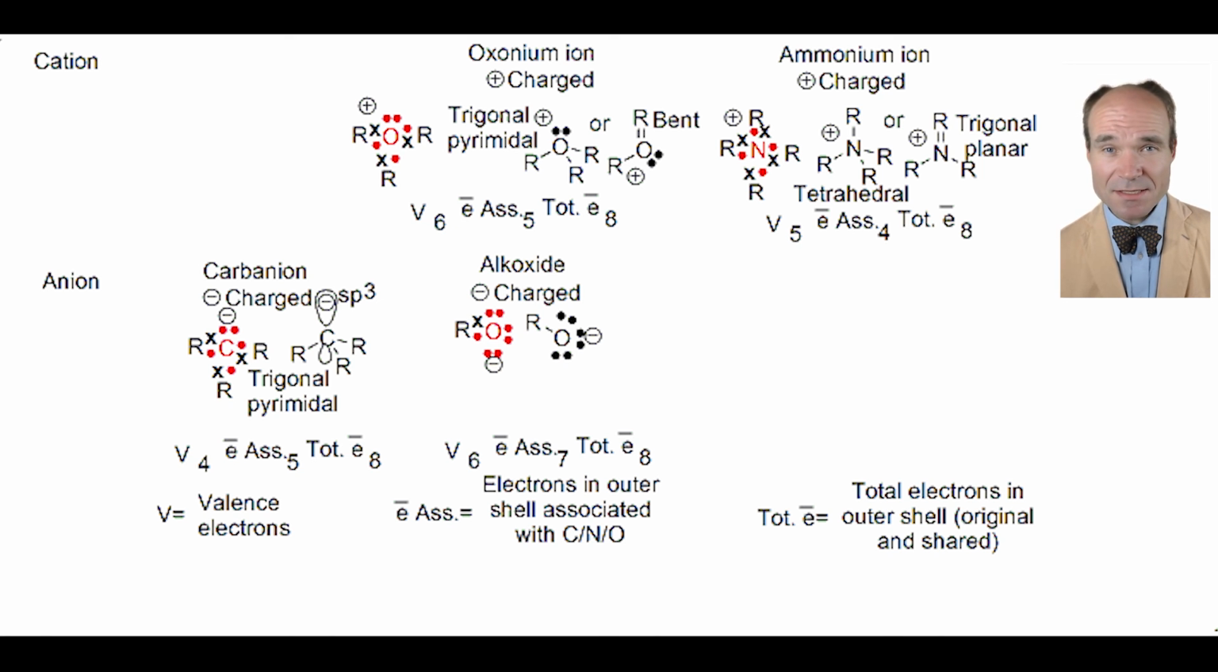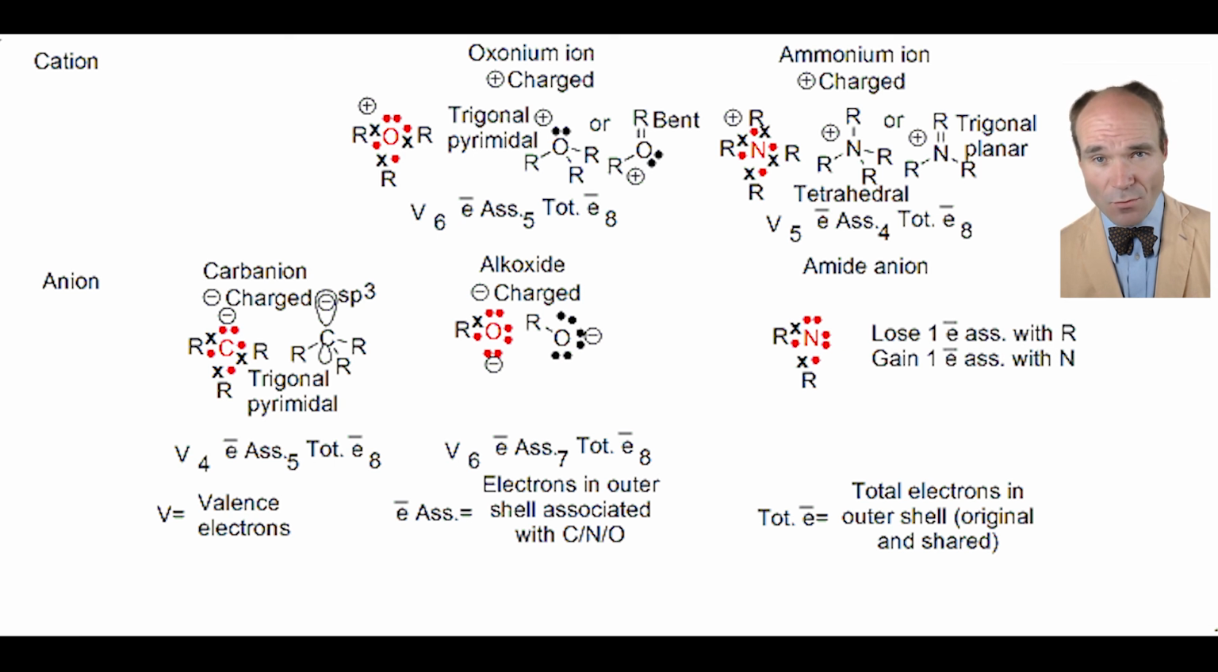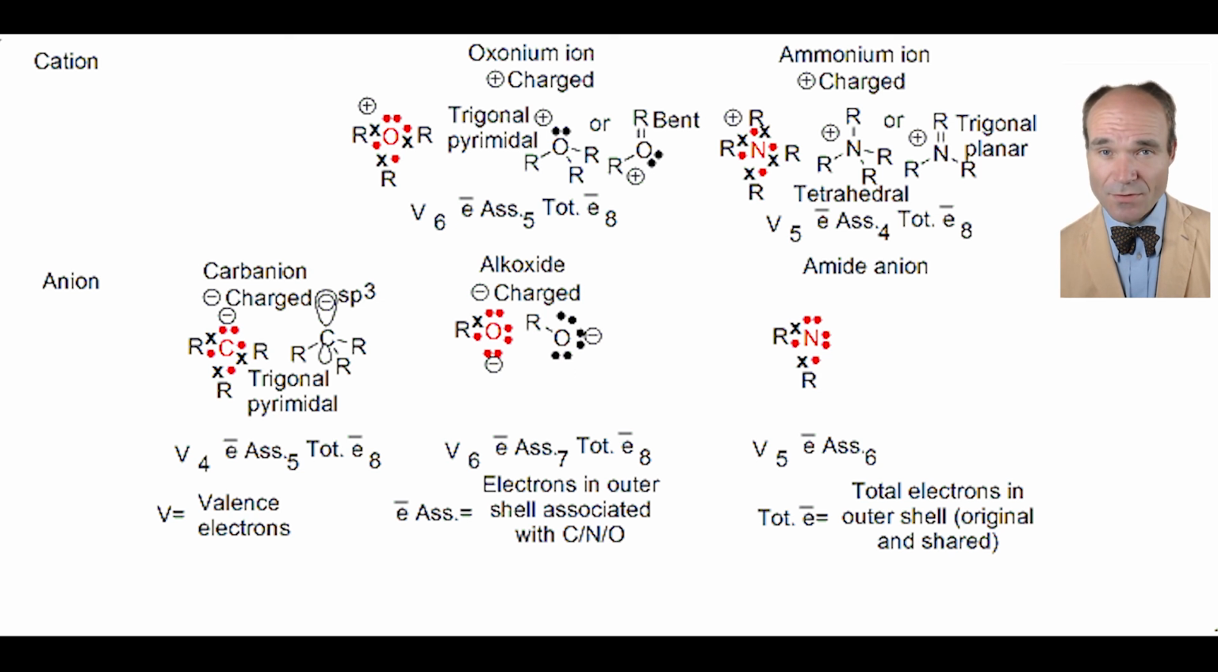In the nitrogen series, the anion is described as an amide anion. From the common neutral trigonal pyramidal nitrogen, we must lose one electron associated with an R group and gain one electron associated with the nitrogen. There are 5 valence electrons for the nitrogen, and here with this nitrogen there are 6 electrons associated with it, due to 4 divided by 2 equals 2 electrons coming from covalent bonds and 4 electrons from lone pairs. So the charge is 5 minus 6 equals -1. There is a total of 8 electrons in this filled outer shell. 6, as we said, associated with nitrogen, and 2 electrons shared with R groups through covalent bonds. This anion takes on a bent shape.